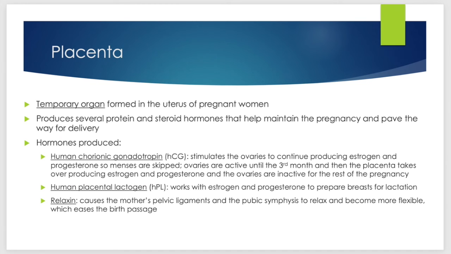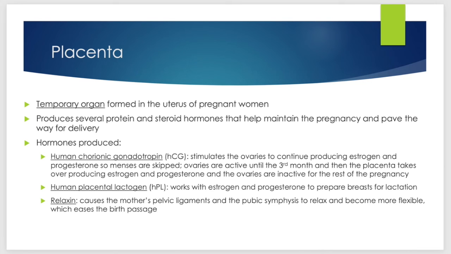Next, we'll talk about the placenta, and this is kind of the last endocrine gland we'll go over. It's just a temporary organ because it is only in the uterus when a woman is pregnant. And it's going to produce both protein and steroid hormones that help to maintain the pregnancy and get the body ready for the baby to be born.